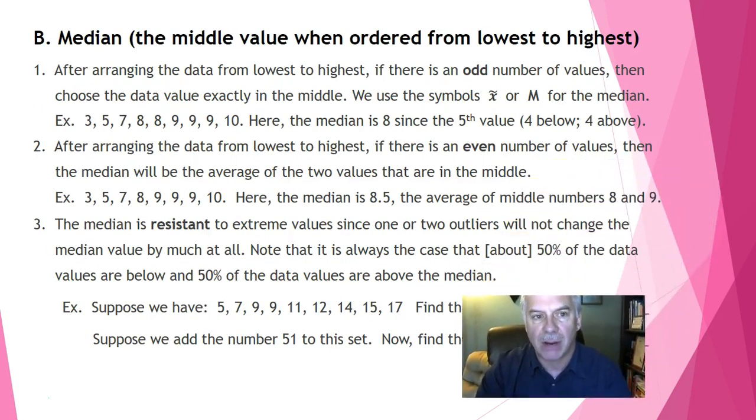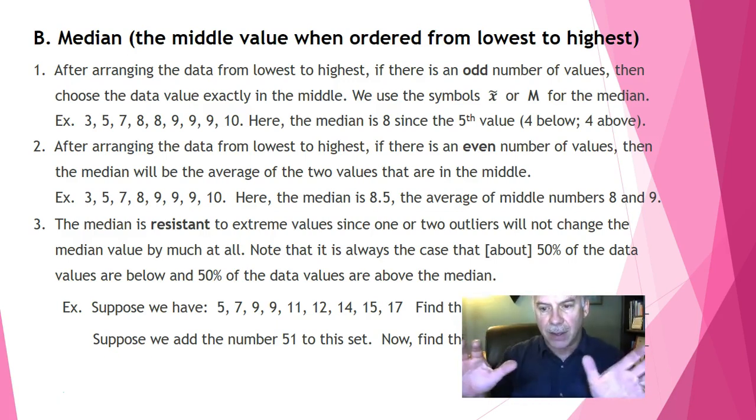But the median, however, is resistant. So let's define what the median is. The median is the middle value when the values are ordered from lowest to highest. So after arranging the data from the lowest to the highest, if there's an odd number of values, then you choose the data value exactly in the middle. So the median is the middle value. If there's an odd number, you're just going to choose the one right in the middle.